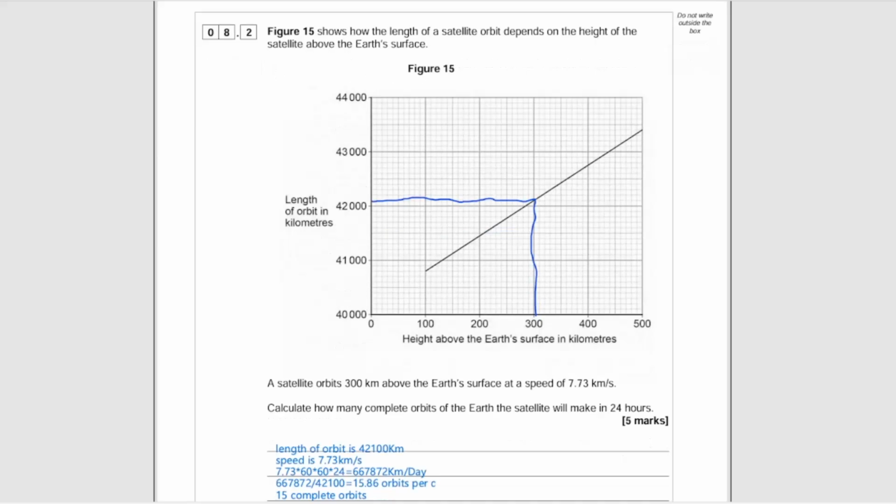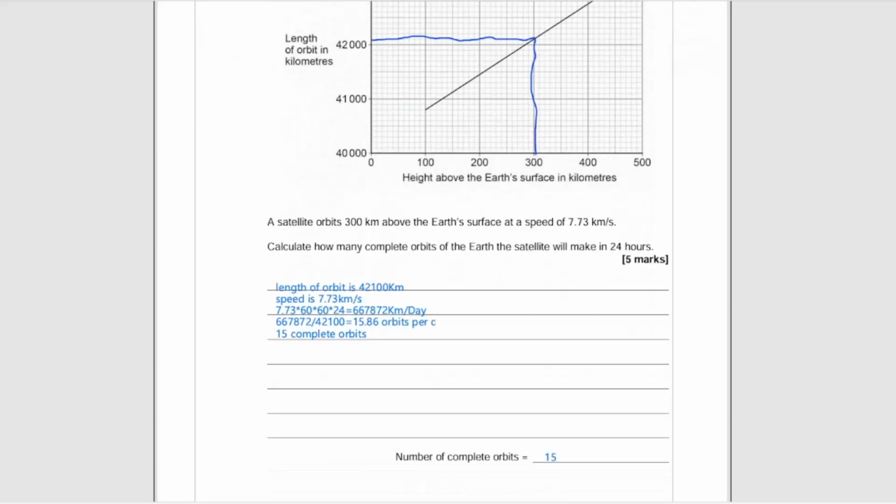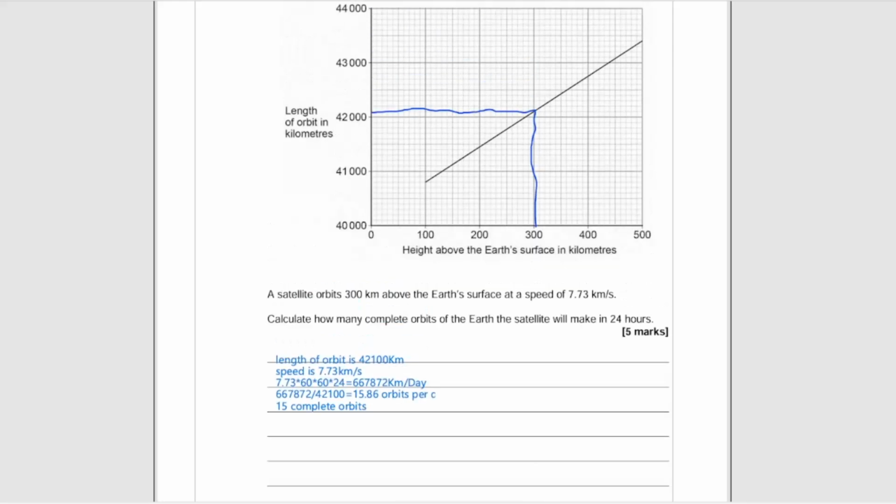Moving on to 8.2. A satellite orbits 300 kilometers above the Earth's surface at a speed of 7.73 kilometers per second. Calculate how many complete orbits of the Earth the satellite will make in 24 hours. I did not do this the way the mark scheme did, but I believe my way is better. So, 300 kilometers above the Earth, you just go up and across, and you get an orbit length of 42,100. The speed is 7.73 kilometers per second. So you times that by 60 to get it in kilometers per minute, times by 60 again to get it in kilometers per hour, and then times it by 24 to get kilometers per day.